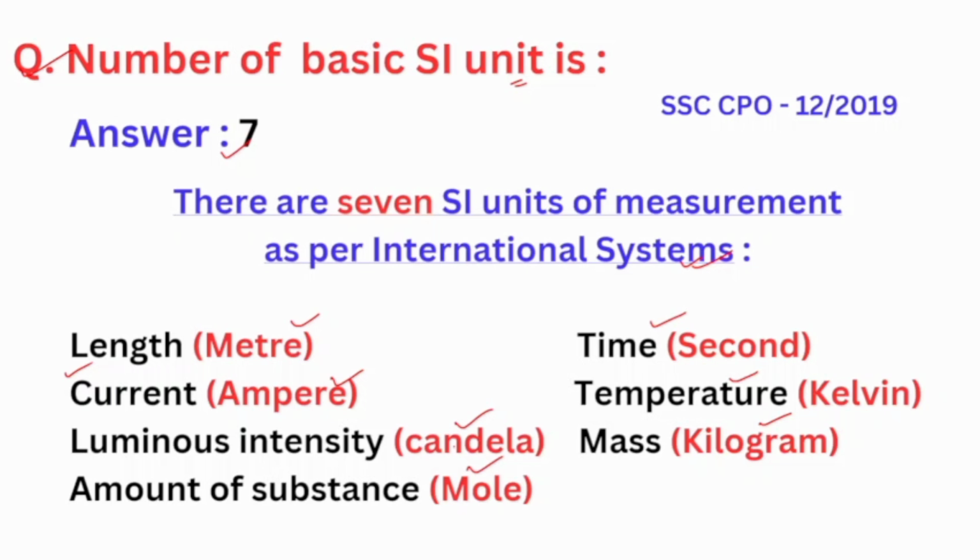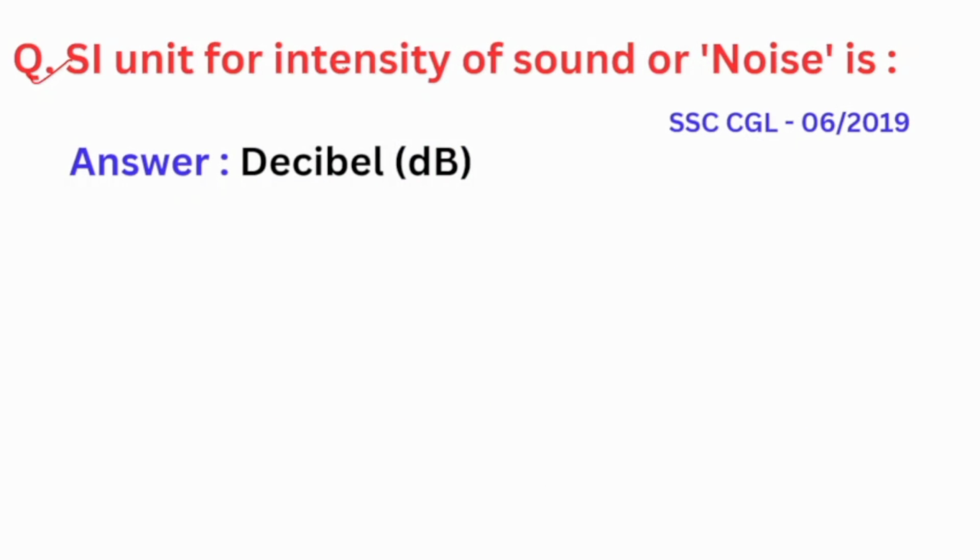In exams, it can be asked what is the SI unit for amount of substance? Then your answer should be mole. Okay, let's move on to next question. SI unit for intensity of sound or noise is decibel. So decibel is the unit of intensity of sound.